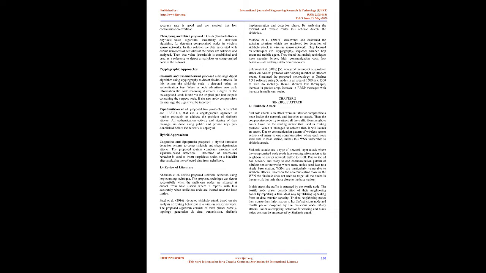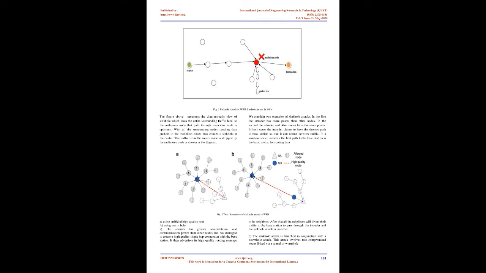In this system, the sinkhole node is detected using an authentication key. When a node advertises new path information, the node receiving it creates a digest of the message and sends it both via the original path and the path containing the suspect node. If the new node compromises the message, the digest will be incorrect.